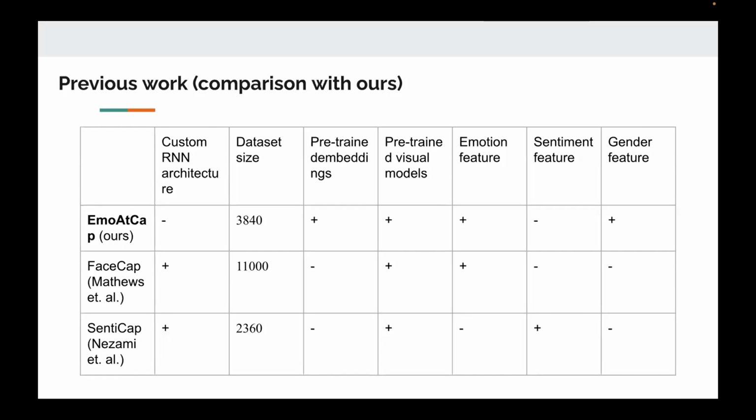Regarding pre-training embeddings, embeddings for textual data are pre-trained only in our work. And regarding the pretrained visual models, all the works which I described are using them. We also added an emotion feature and a gender feature, while FaceCap used only the emotion feature and SentiCap only the sentiment one.